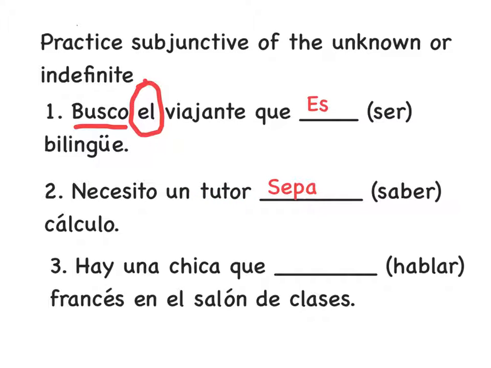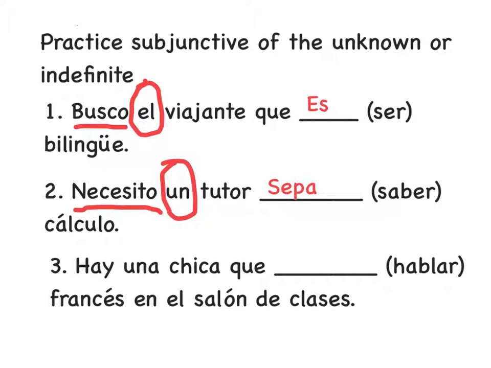que sepa cálculo. Now, why are we using the subjunctive here and we use the indicative in the previous exercise, in the previous sentence? Okay, again, we have necesito, it tells me that I may have to use a subjunctive, but instead of a definite article, we have an indefinite article. Indefinite article. So we're going to use the subjunctive, sepa.